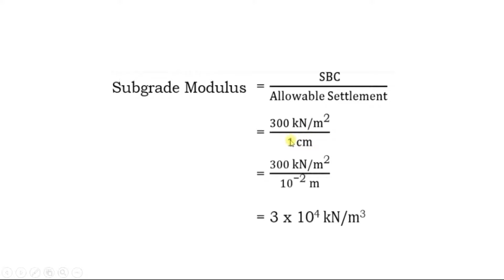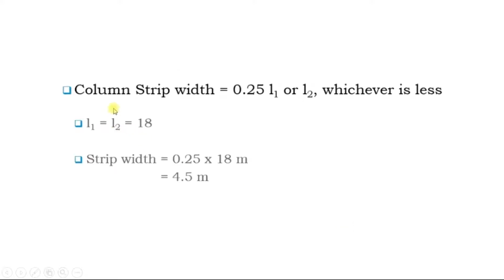So convert it into meter, so that will be 3 into 20 over 4 kilonewton per meter cube. Then column strip width is equal to 0.25 of L1 or 0.25 of L2, whichever is less. L1 and L2 both are 18 meters, so strip width is equal to 0.25 into 18 meters, so it is 4.5 meters. We can select a lower value also, that may be 4 meter.